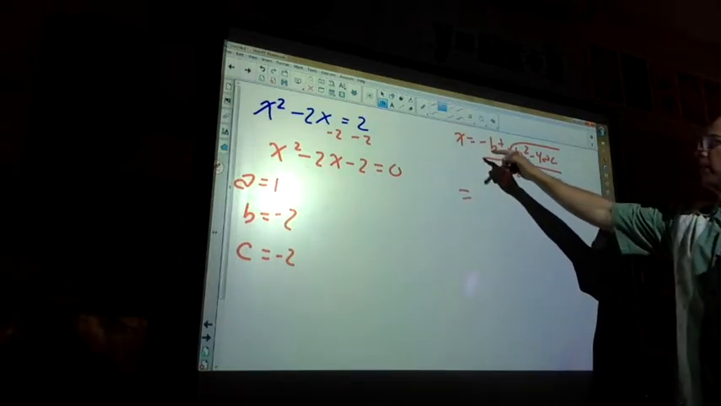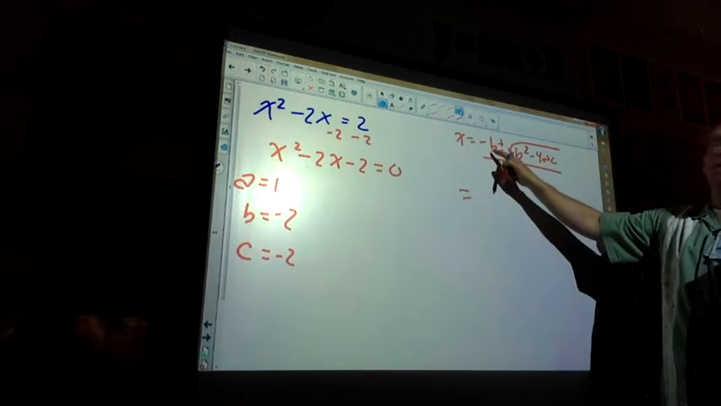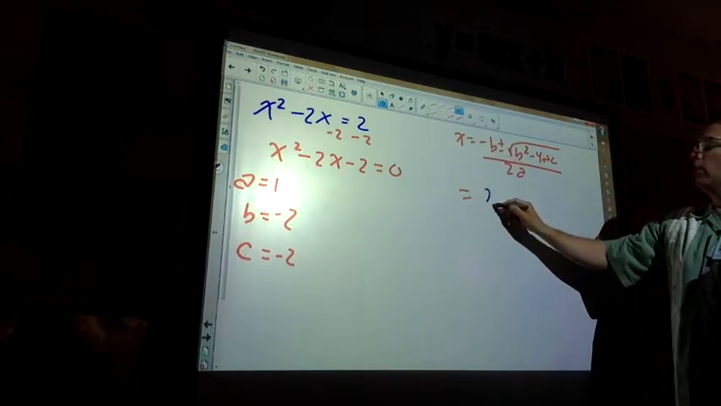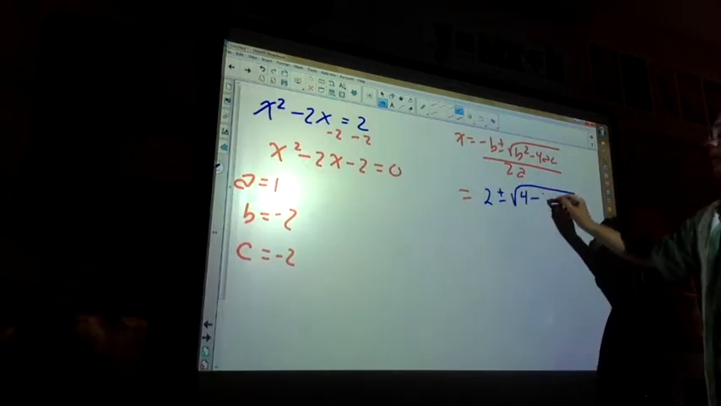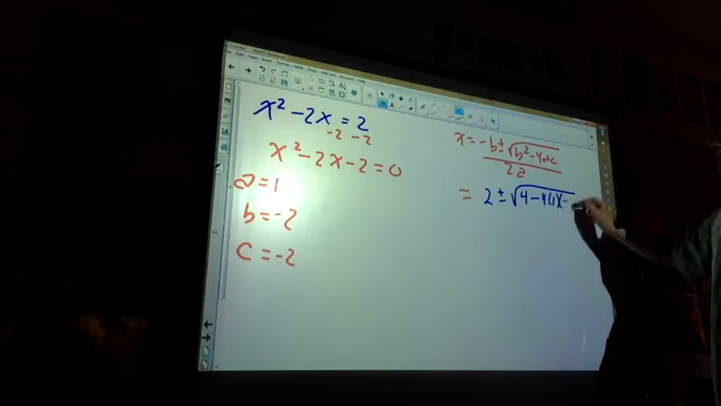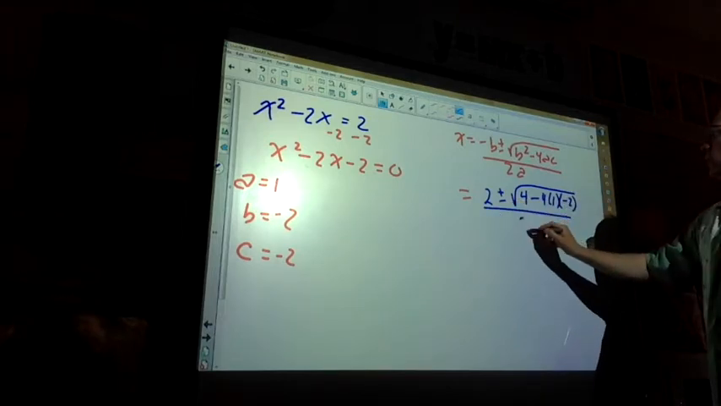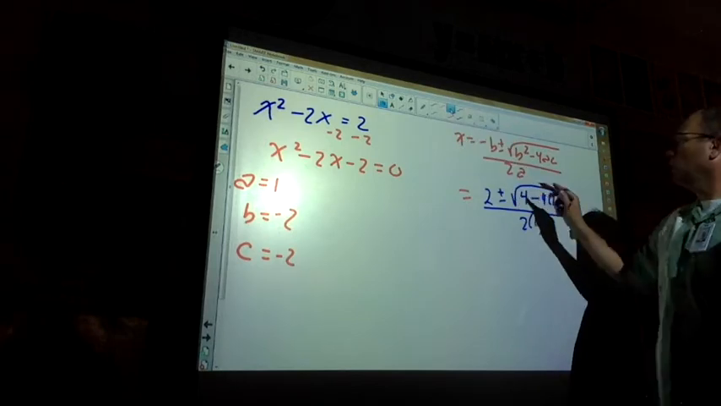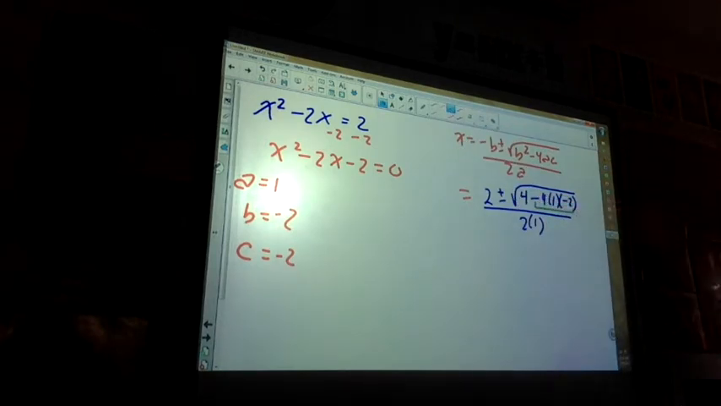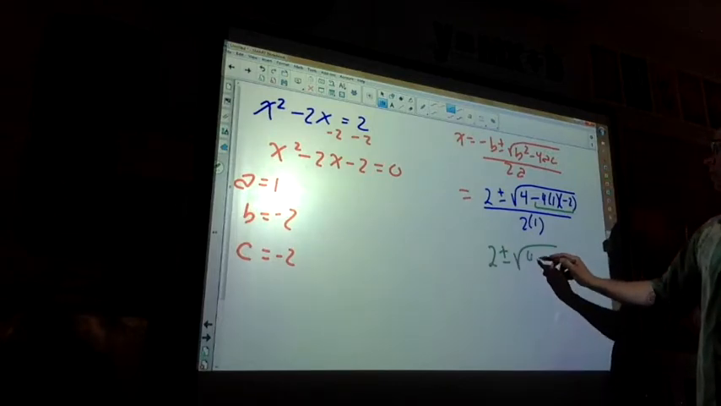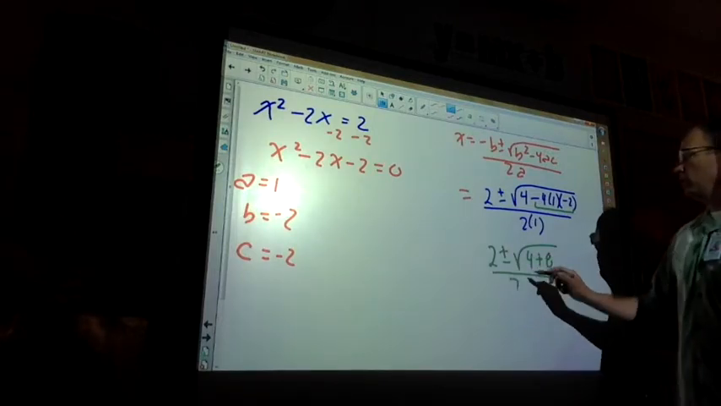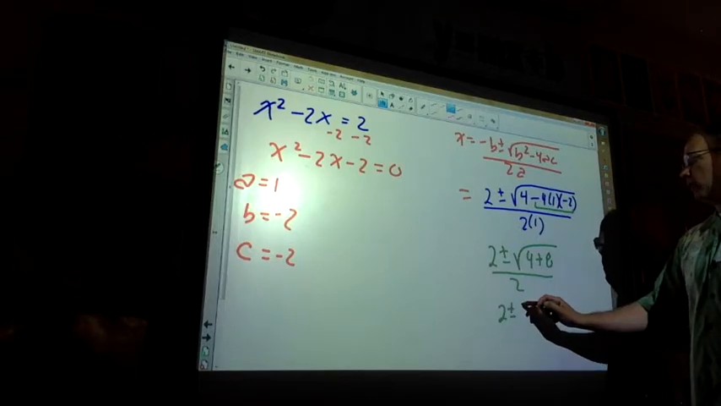Okay, what's this value going to be right now? Positive 2 plus or minus negative 2 quantity squared, 4, minus 4ac, all divided by 2a. What does that become? Positive 8, good. So 2 plus or minus 4 plus 8 over 2. Do the math under the radical, so that's what, root 12?